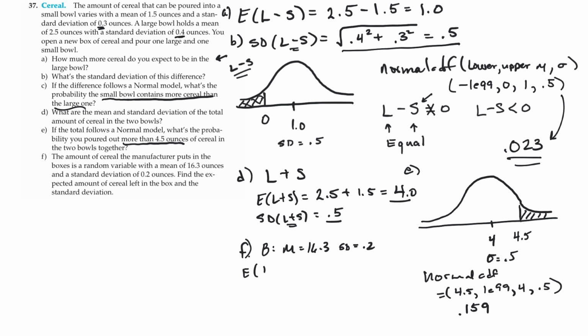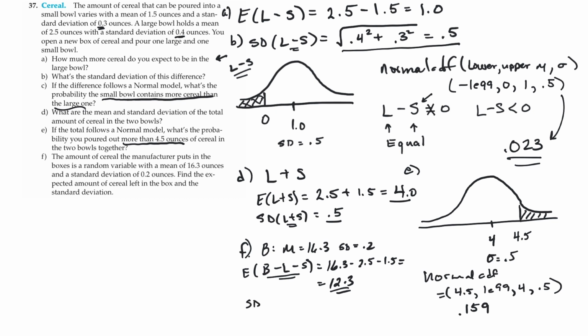So the expected value is the box minus the large bowl minus the small bowl. I'm creating these little formulas that help me figure out what to do with my numbers. So here again, I'm going to do 16.3 minus 2.5 minus 1.5. This gives me an expected value of 12.3 ounces left in the box after I pour out one of each of these bowls.